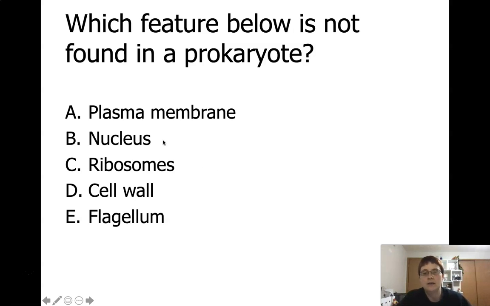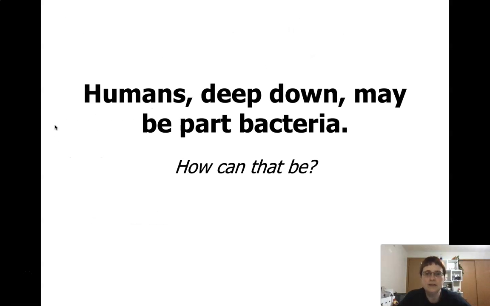And hopefully you selected B. That is, again, the big difference between a prokaryote and a eukaryote. So you can tell the difference between these two by their size and if there's a nucleus or not. And very often you can see the nucleus in a cell because it's one of the bigger structures inside of these cells.